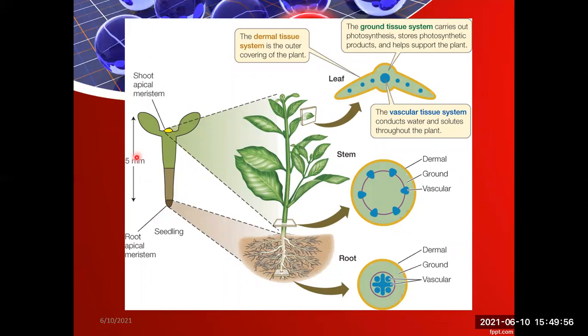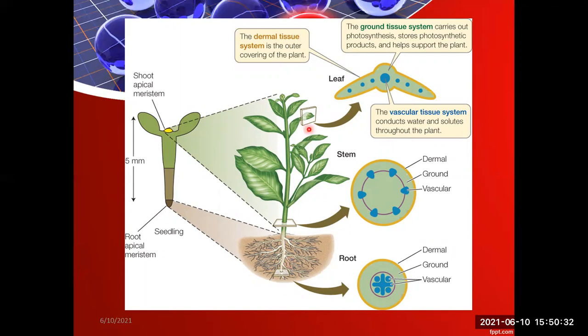This photograph shows the seedling of the plant. The seedling consists of the shoot apical meristem as well as the root apical meristem. The shoot apical meristem further develops into the shoot having branches as well as leaves, whereas the root apical meristem produces the root system. The root system includes primary roots, secondary roots, and tertiary roots. Every type of organ has its specific function.